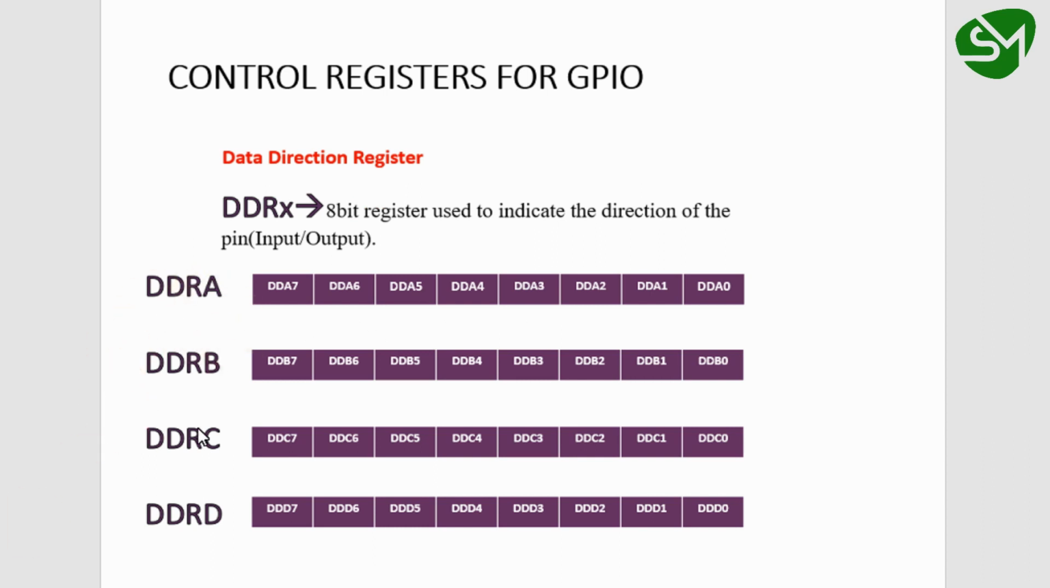That is, we have 4 ports in our microcontroller: port A, port B, port C and port D. So we will have 4 different data direction registers, one for each port, such as DDRA, DDRB, DDRC and DDRD. So these are the individual bits of the DDRA register, and these are for the DDRB register, and these are for the DDRC register, and these are the individual bits of the DDRD register. This goes like this: DDA0 to DDA7, DDB0 to DDB7, DDC0 to DDC7 and DDD0 to DDD7.